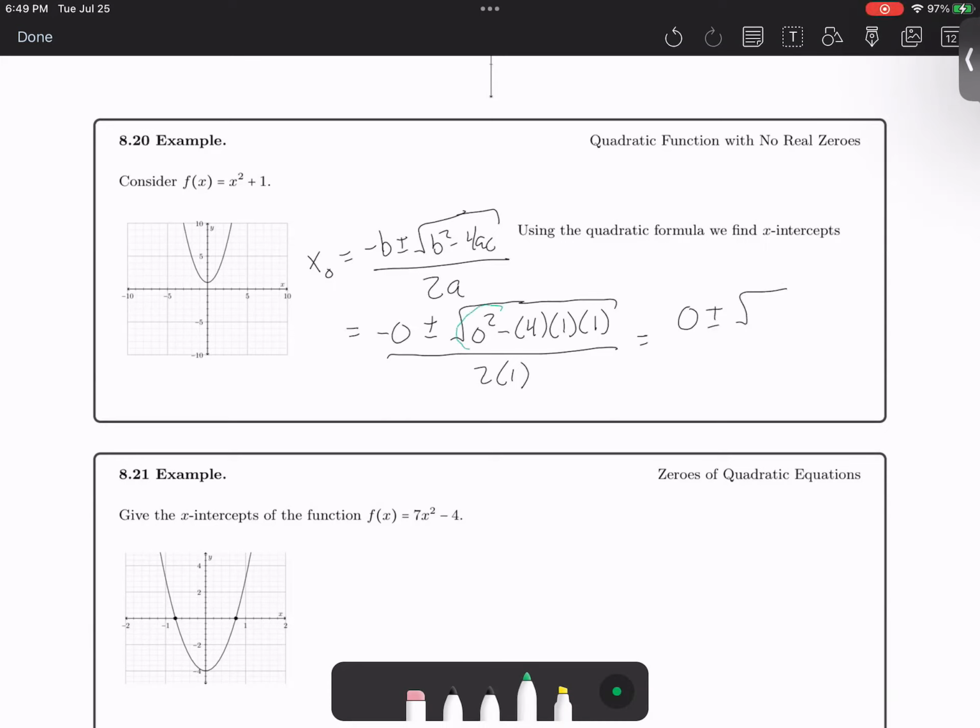And what's the discriminant? 0 squared minus 4 times 1 times 1. Well, that's just 0 squared minus 4. And that's why we're not going to get any real zeros here, because you cannot take the square root of a negative number. So if your discriminant is negative, then this does not exist. You can't complete this operation. You can't take the square root of minus 4. So that's not a real zero.